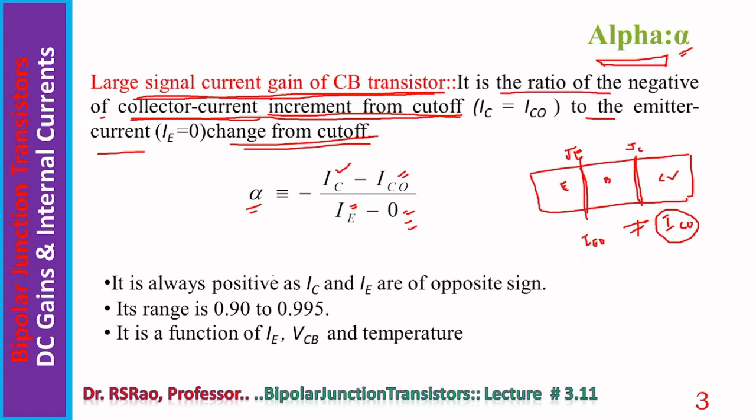A few points regarding alpha. It is always positive as IC and IE are of opposite sign. Its range is from 0.90 to 0.995. This is for a practical transistor. It can never be 1 or more than 1, it is always less than 1. For a good transistor, it is near to 1 but less than 1. It is a function of emitter current, collector base junction voltage and temperature.